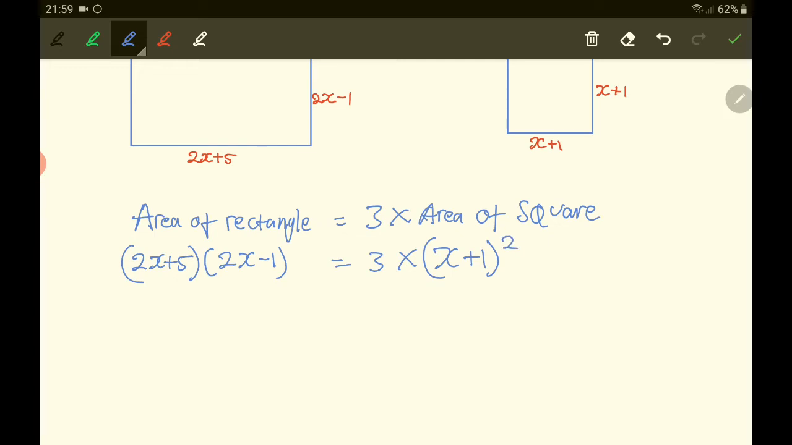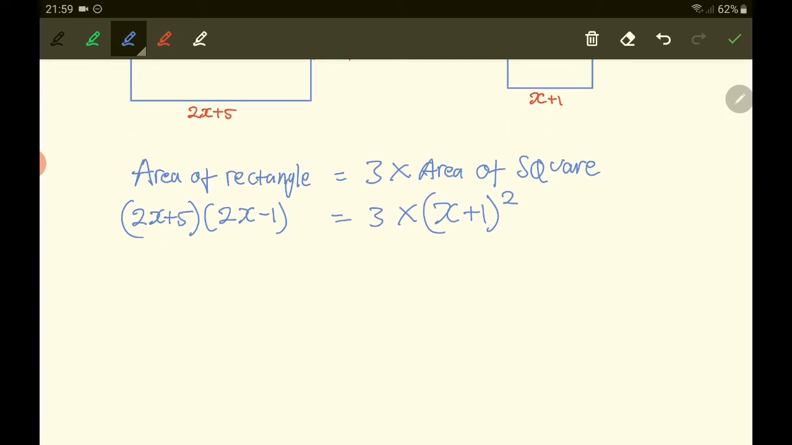Okay, so now we try to expand here. This is 2x plus 5. 2x times 2x is 4x squared, 2x times minus 1 is minus 2x, and then 5 times 2x is plus 10x, and then 5 times minus 1 is minus 5, equal to 3 times.